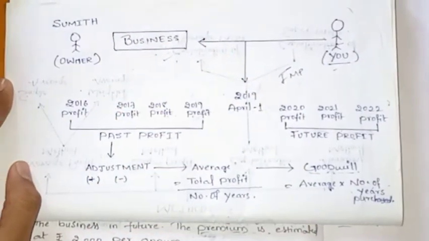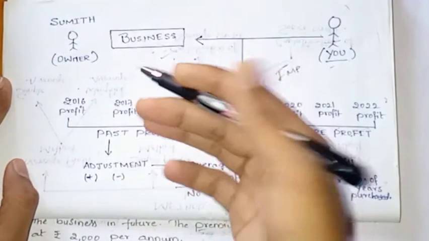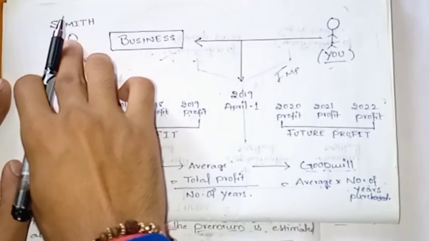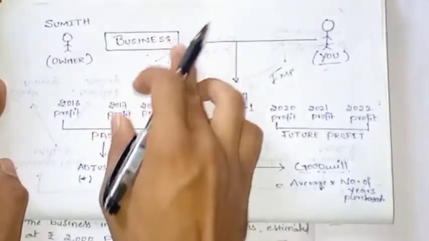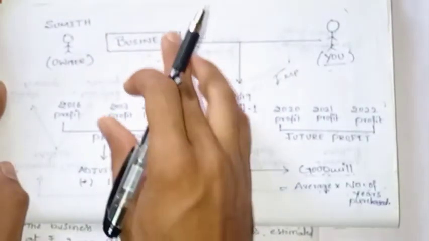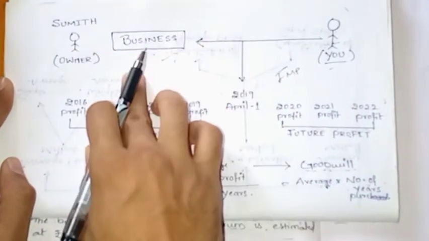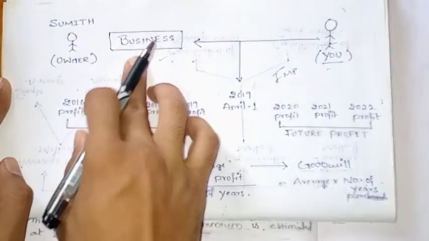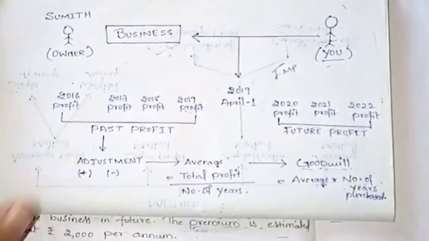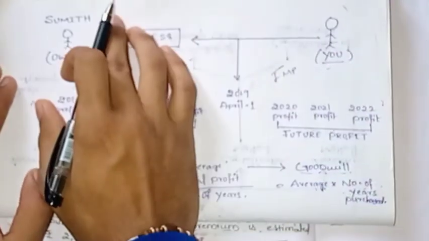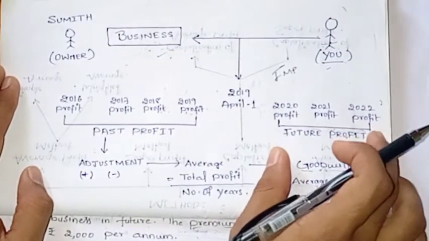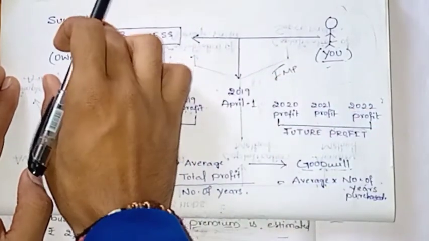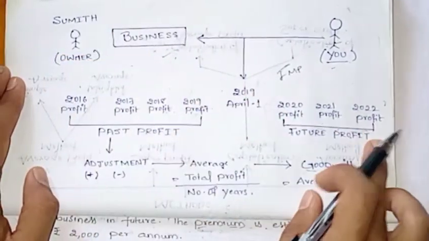Why extra? Because Sumit has put so many efforts into this business. He built its reputation, made the business recognized in the market, and made a good customer base, and many more things. So you have to compensate Sumit for the future profit which he would have earned a lot of if he had not sold this business.